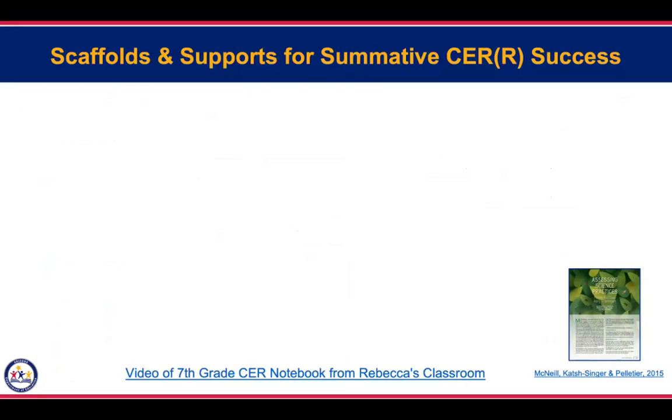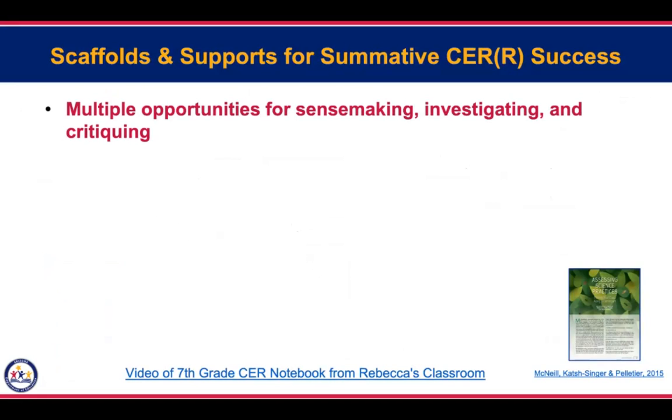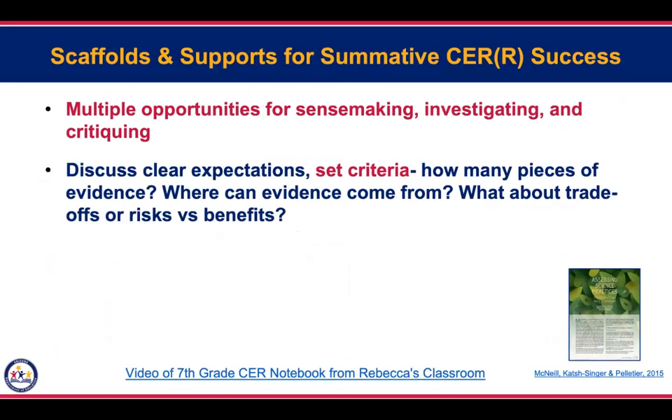So really, how do you make and support students so that they're successful? Did you see how many opportunities they had to make sense before they made the claim? That is really important. Also, setting criteria. How many pieces of evidence? Do you want 3 pieces? Where should it come from? How about a trade-off? What about a risk or a benefit? Think about what they're going to write and tell them. Tell them what they need to do, and they will be successful.